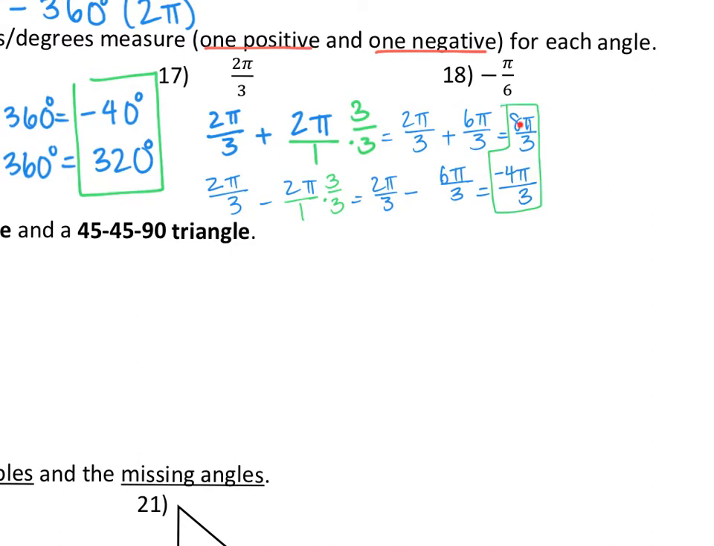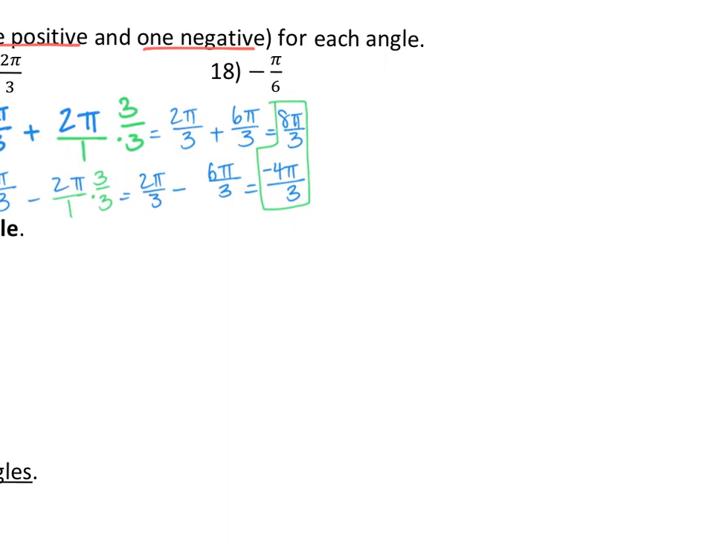I have one positive coterminal angle and a negative. All right, let's get into 18 here. So for 18, I have a negative pi over 6. So I'm going to take negative pi over 6 and add it with 2 pi to make it positive.